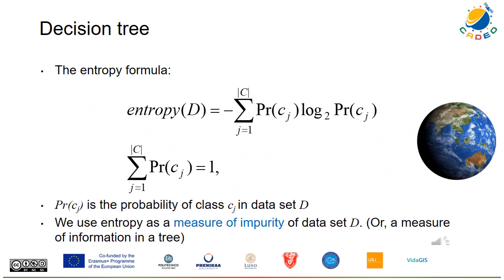Now let's look at how we can calculate entropy based on a set of data examples. This is the formula for calculating entropy. Let's imagine we have a dataset D, and this dataset contains C classes. Here Pr(cj) is the probability of class cj in the dataset. Given a dataset, we can always calculate the probability of each class. Here the probability of each class equals the proportion of each class in the dataset.